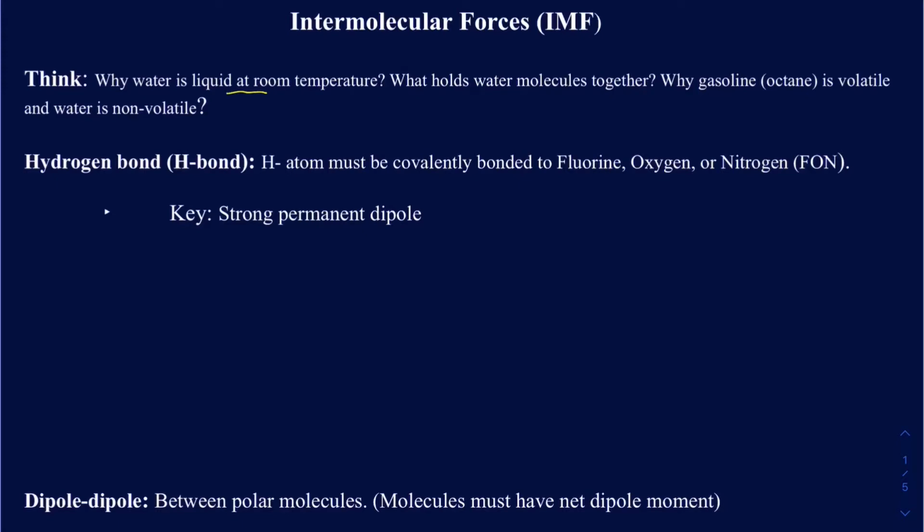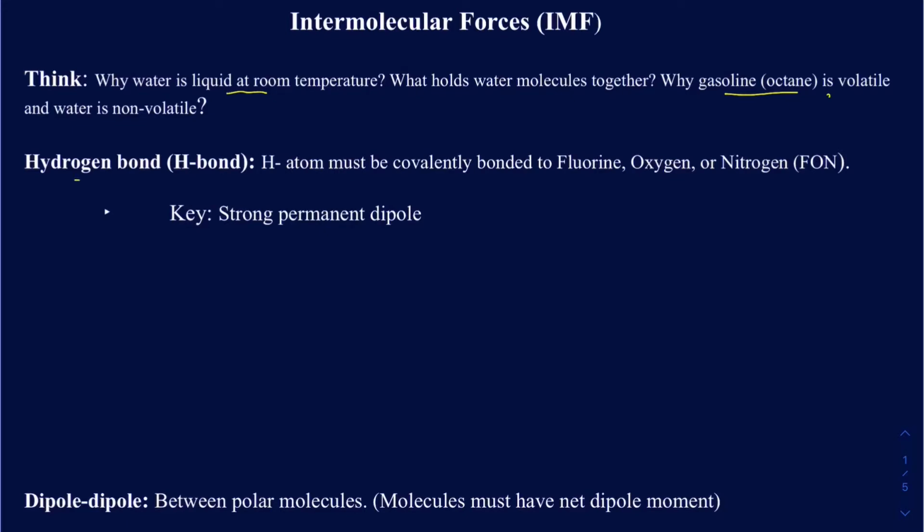And the second question you may want to ask yourself is why gasoline, which has the active ingredient octane, is more volatile, which means it evaporates or has a low boiling point, than water, which is relatively non-volatile and has a higher boiling point. It all really depends on how the molecules are held together with the help of these intermolecular forces. So let's focus on the first type of intermolecular forces.